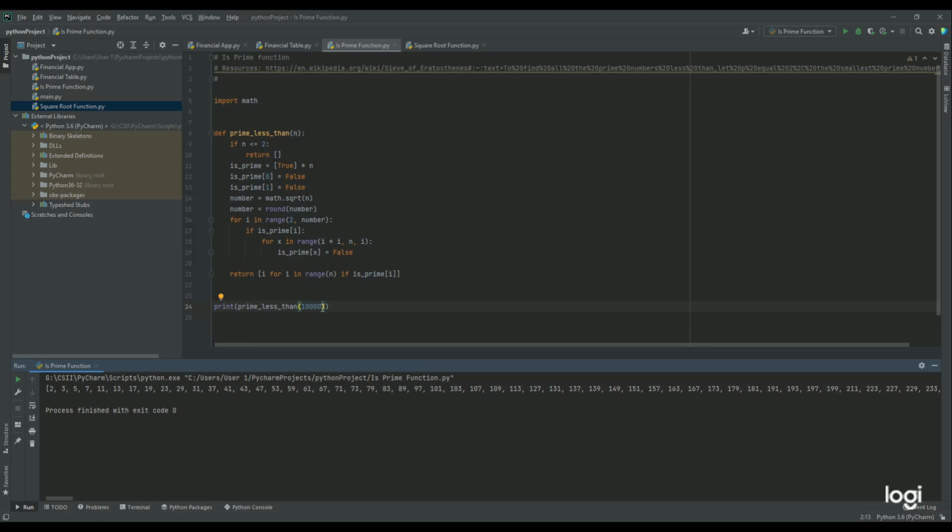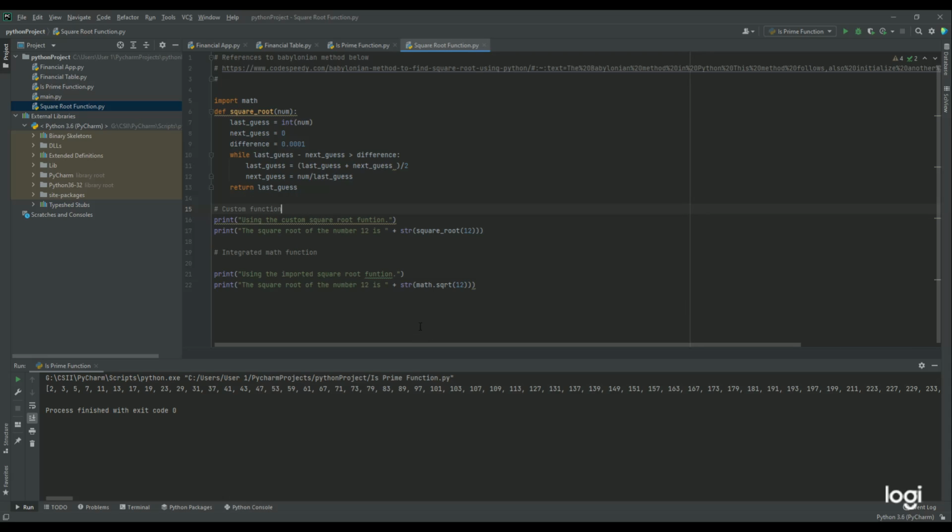Let me type 11 to see if that works. That's odd. Well, as we can see, it works with larger numbers. Don't know why I marked 2. I'll have to do some more troubleshooting, but yeah, that is my prime less than a number function.